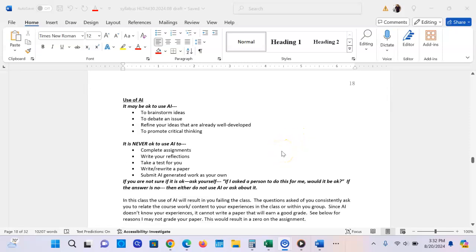Here's some information about AI. There's some examples of when AI might be okay and when it's not okay. And we are going to use AI on one of the assignments in class.